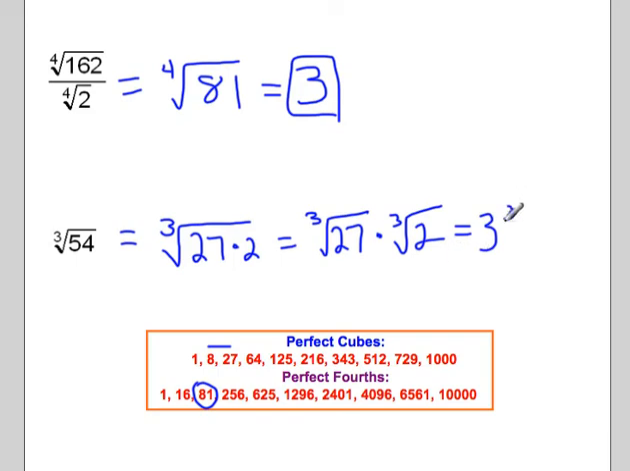So I'm just going to carry that over. So I've got the cubed root of 2 left. So we've got the cubed root of 27 was 3 and the cubed root of 2. So this would be my simplified answer: 3 times the cubed root of 2.